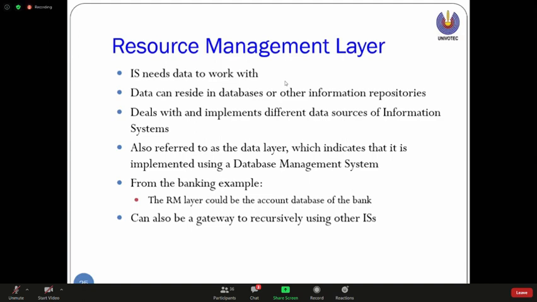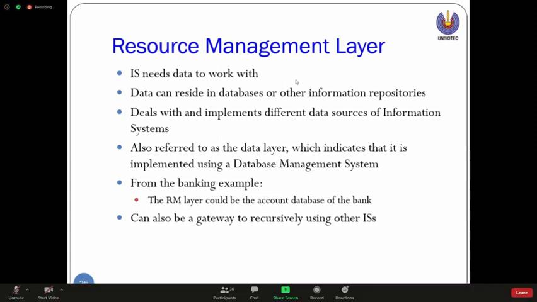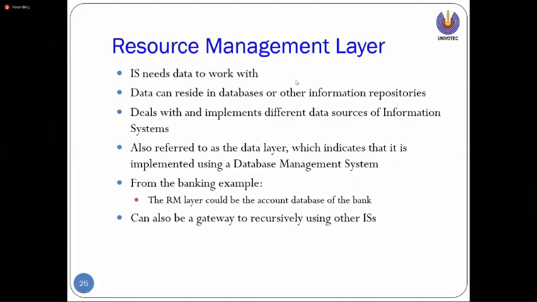This is also referred to as the data layer, which indicates that it is implemented using a database management system. For example, from the bank, the RM, resource management layer, would be the account database for the bank. Sometimes they have different databases because it's easy to manage separately. The customer has an account, and they keep their staff data separate too, such as human resources. They are not merged into everything.